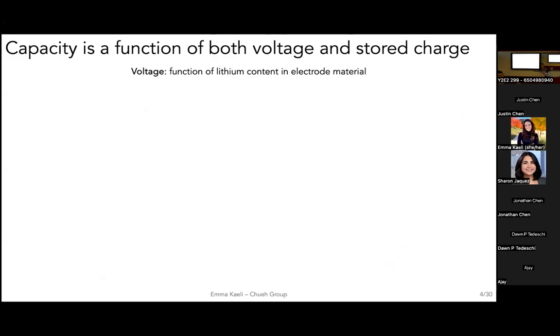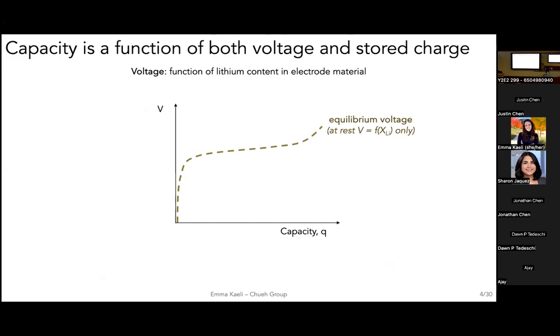So not only is capacity a function of the amount of charge passed, but it's also a function of voltage. And voltage in itself is a function, in the case of the positive electrode, of the lithium content in the electrode material. What I'm showing here is a cartoon of a voltage versus capacity profile. This is the equilibrium voltage profile, meaning we're not charging, we don't have any current applied in our system. And at rest, the voltage is a function of the concentration of lithium in your electrode. Again, I'm just focusing on the positive electrode for this talk. And so in the positive electrode, I will note now the capacity is related to 1 minus the concentration.